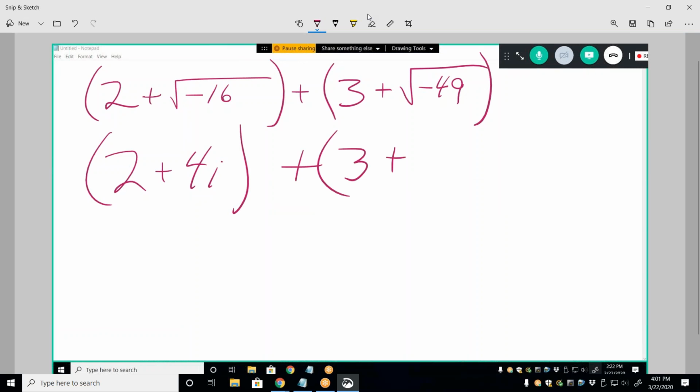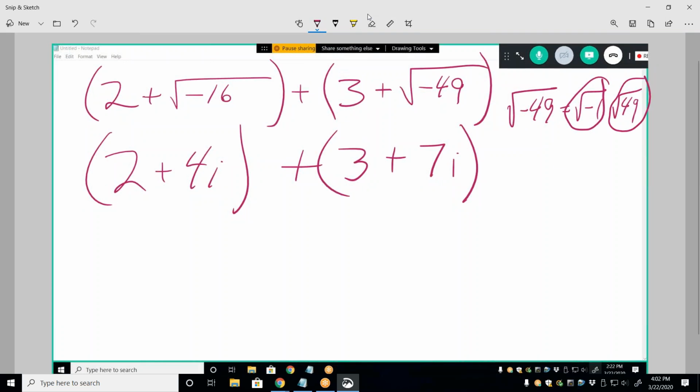So it's 7i. Again, let me review how we do that. Negative 49 is, take out the negative 1, leaving behind the positive number only. That's i. That's 7. So that's how you get that. Same way with root 16.